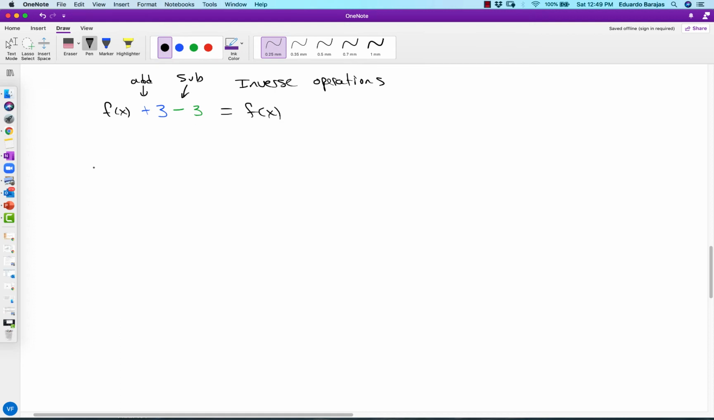Same thing with, say, multiplication and division. If I have some function f of x, and then I decided I wanted to multiply it by 5, and then I decided, well, I also want to divide the whole thing by 5, these two operations undo each other. And again, they are inverse operations of each other. And the answer is just going to be f of x, right? Multiplication and division are inverse operations. Addition and subtraction are inverse operations.